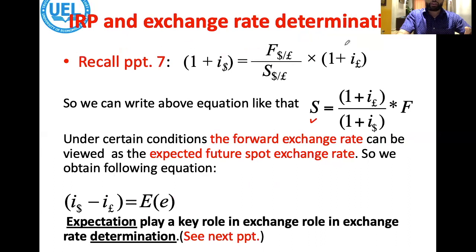So in other words, we can say that under certain conditions, the forward exchange rate can be viewed as the expected future spot exchange rate. All right. So expectation plays a key role in exchange rate determination. Of course, expectation plays a very important role. By looking at all kinds of expectations, different investors, traders or astute traders react towards that particular investment, whether they want to bid or ask. So that's why we can write it as E, which stands for expectation.